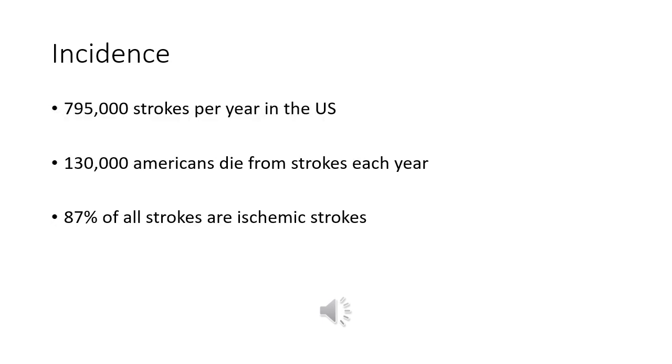So again, it's a pretty significant number. It's almost 1 million people every year. And again, about 90% of those strokes are going to be ischemic. There are some differences between different types of strokes, and we're going to talk about that coming up, but the vast majority of strokes are ischemic strokes.